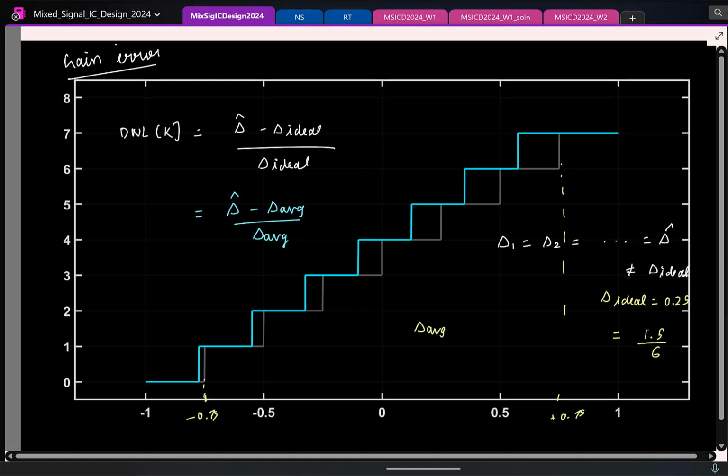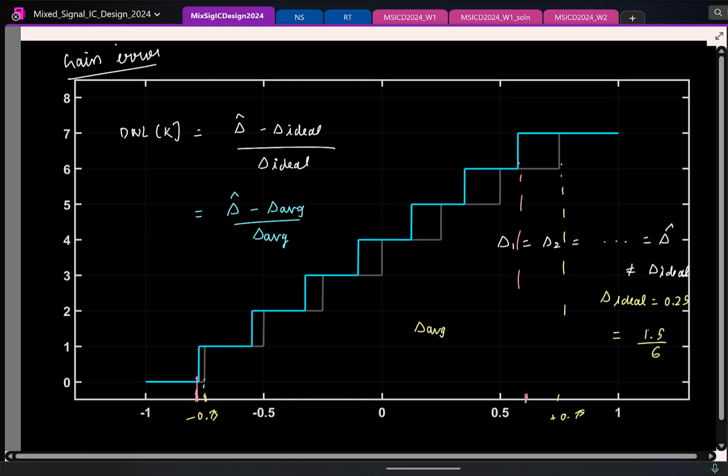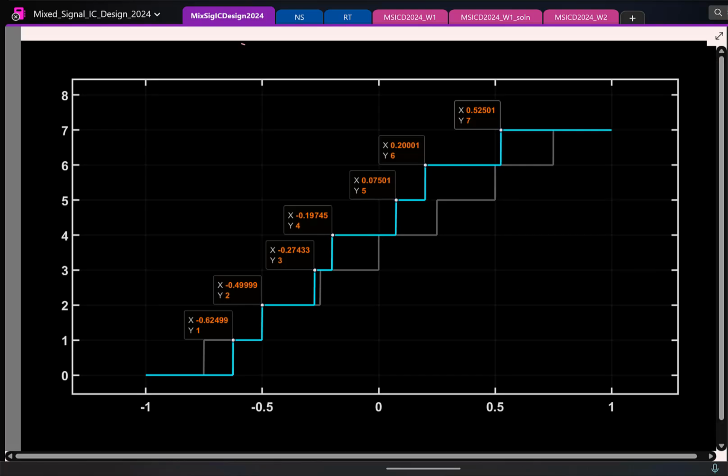Now you find the delta average the same way. You basically take this voltage minus this voltage divided by the number of codes you have. You'll see it in some detail now, but this is what you should do. So again, to clarify these things, let's look at an example. Here I am showing a characteristic with all the transition voltages marked. So firstly, we will try to find delta average.